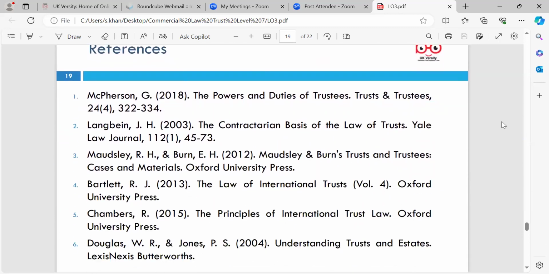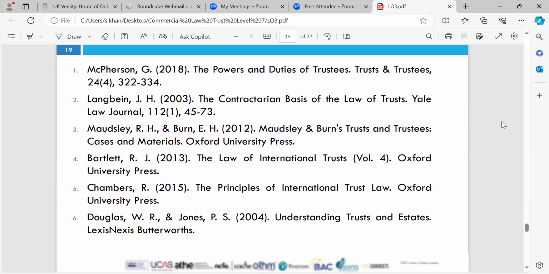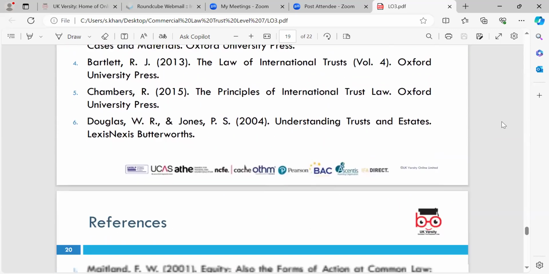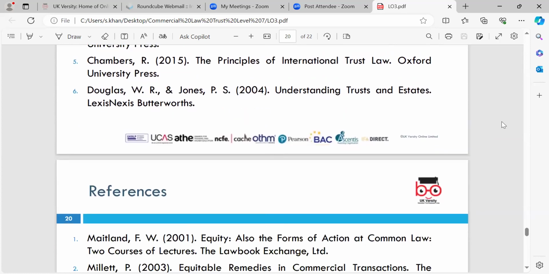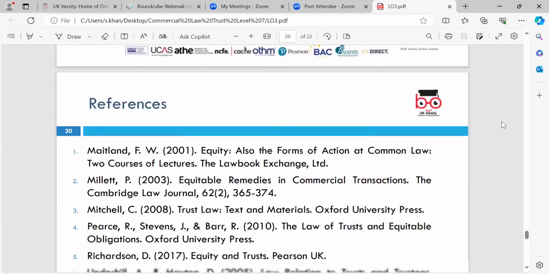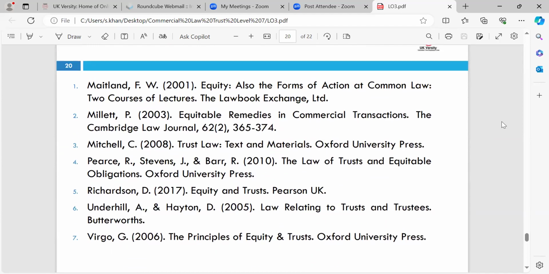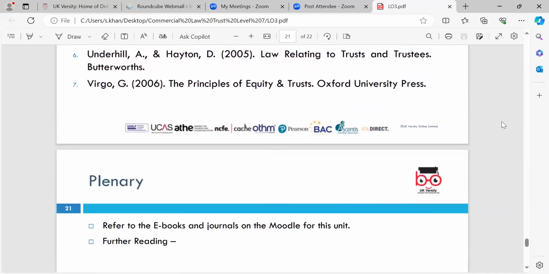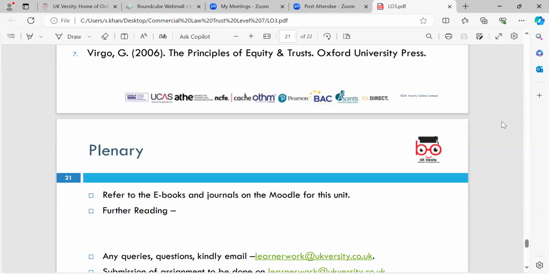These are some of the references we've used for learning outcome 3: Macpherson, the powers and duties of trustees; Langbein, the contractarian basis of the law of trusts; Maudsley, the trust and trustees; Bartlett, the law of international trusts; Chambers, the principles of international trusts; Douglas, understanding trusts and estates; Maitland, looking at equity, also the forms of common law; Miller, remedies in commercial transactions; Mitchell, trust law; Pearce, the law of trusts and equitable obligations; Richardson, equity and trusts; Underhill, law relating to trusts and trustees; and Virgo, the principles of equity and trusts.